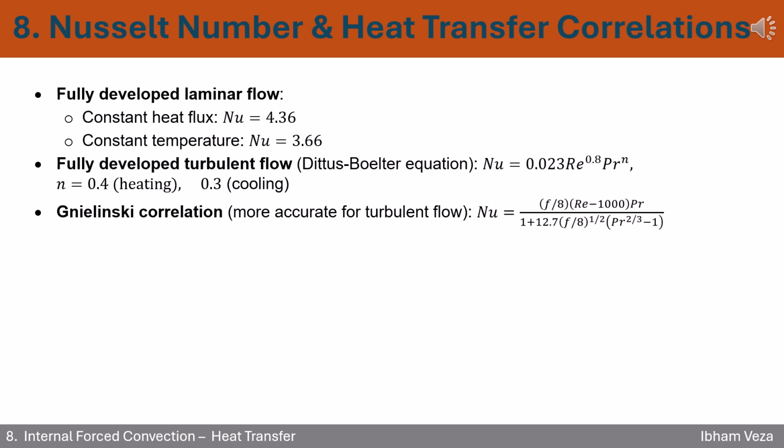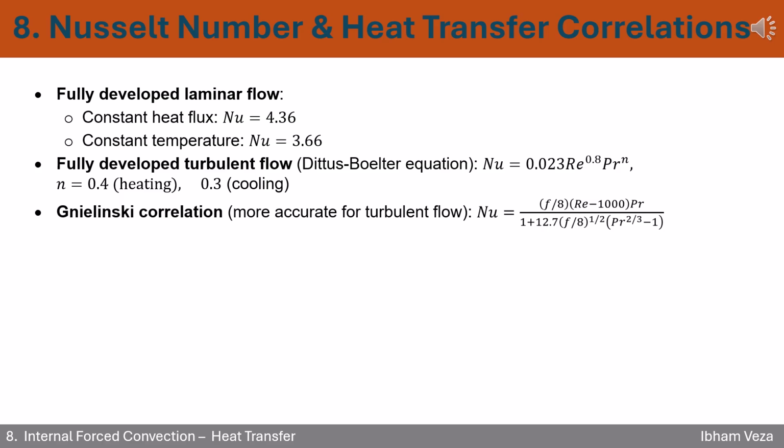In fully developed laminar flow, it's easy. Nusselt number stays constant. It's 3.66 for constant temperature and 4.36 for constant heat flux, no matter the Reynolds number. For turbulent flow, we use empirical equations. The classic one is the Dittus-Boelter equation, which depends on Reynolds and Prandtl numbers. You'll use 0.4 as the exponent when heating and 0.3 when cooling.